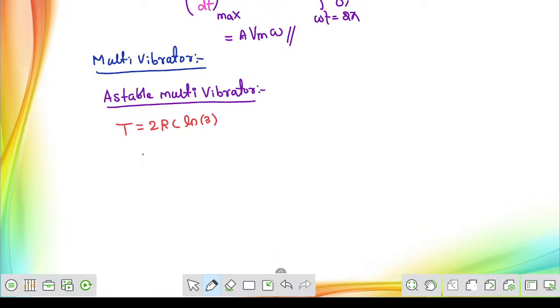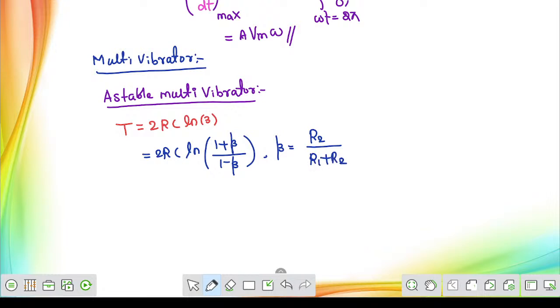Actually, this formula is basically derived from the factor beta, ln of (1 plus beta) by (1 minus beta). If you observe the circuit, you can also find the value of beta. In the feedback path you can observe R2, R1, everything will be given. So from this, you can calculate the total time period, the output time period, of an astable multivibrator. That is what they will often ask in the examination.